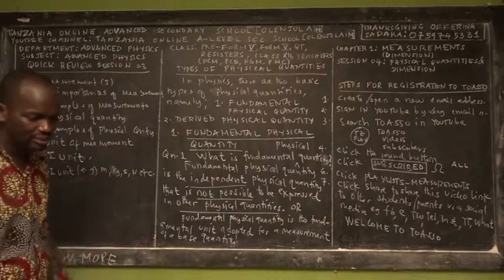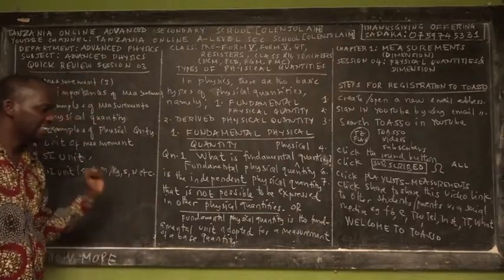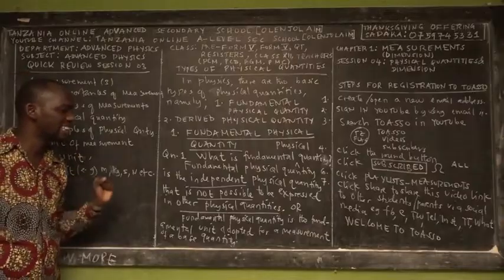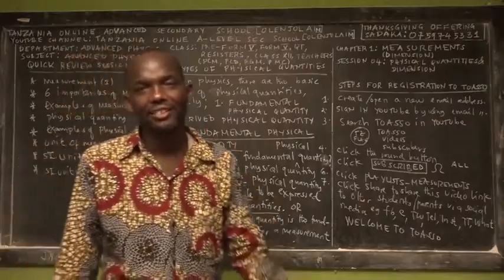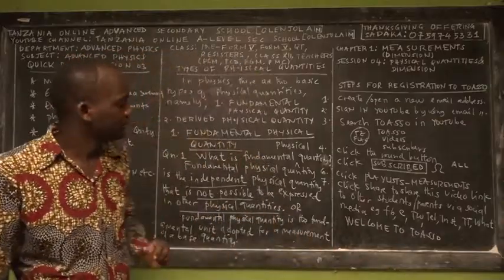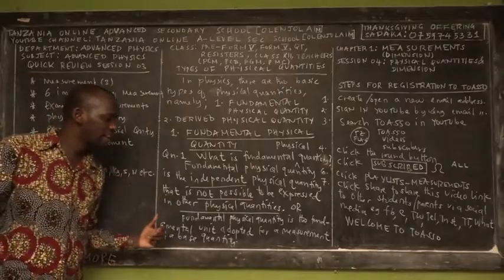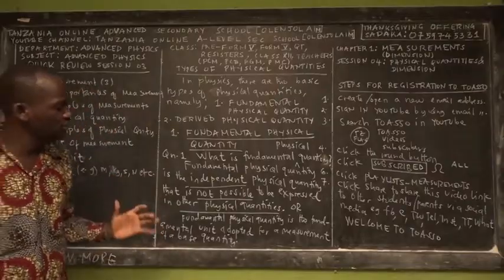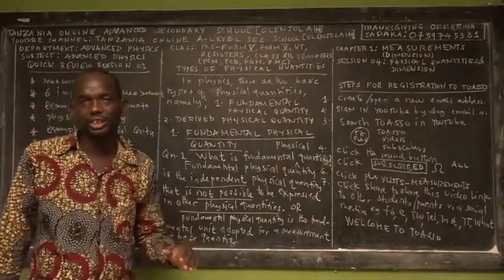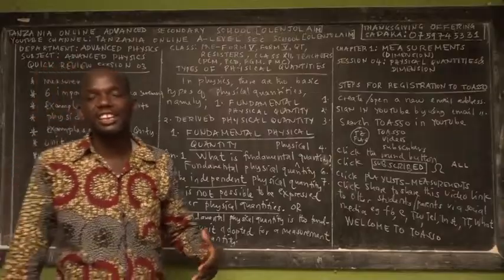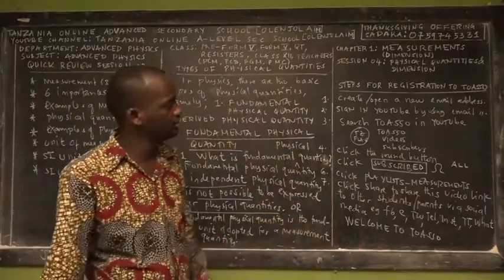So what is fundamental physical quantity? Fundamental physical quantity is the independent physical quantity that is not possible to be expressed in other physical quantities. Or in other words, a fundamental physical quantity is a fundamental unit adopted for measurement of the base quantity. In some of the books, we call it basic quantity.